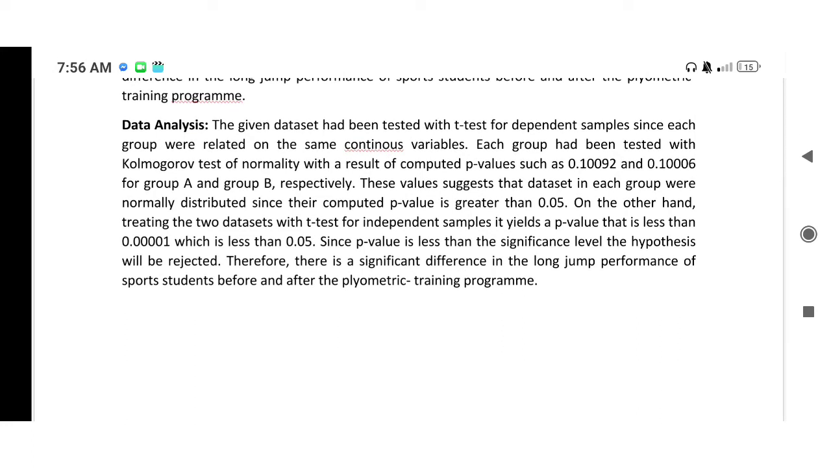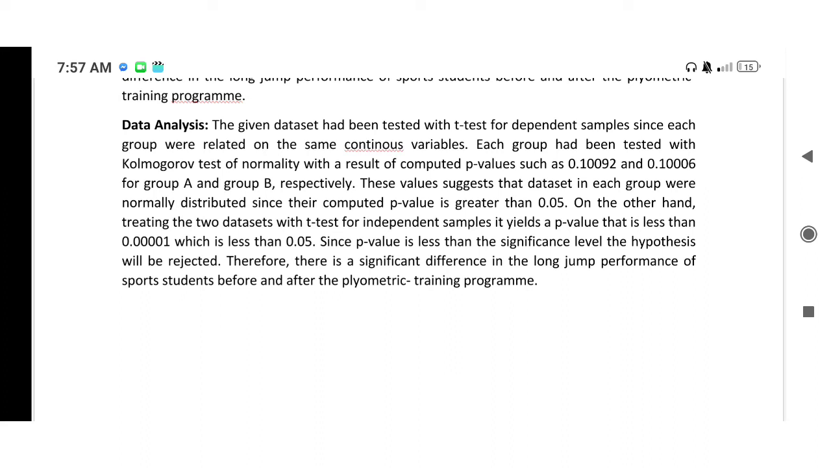Data analysis. The given dataset had been tested with the t-test for dependent samples since each group was related on the same continuous variable. Each group had been tested with the Kolmogorov test of normality with computed p-values of 0.10092 and 0.10006 for group A and B respectively. These values suggest that the dataset in each group was normally distributed since their computed p-value is greater than 0.05.